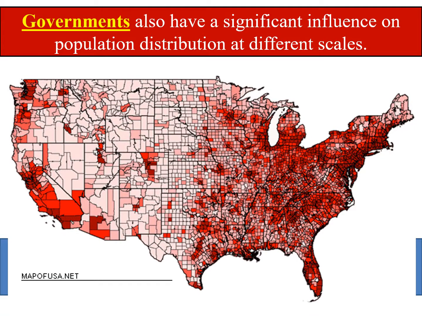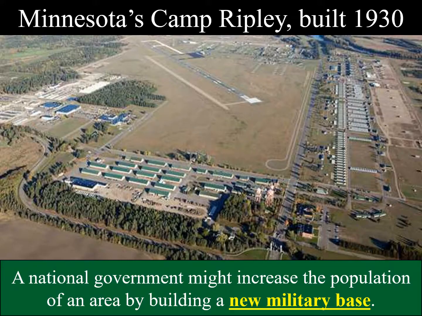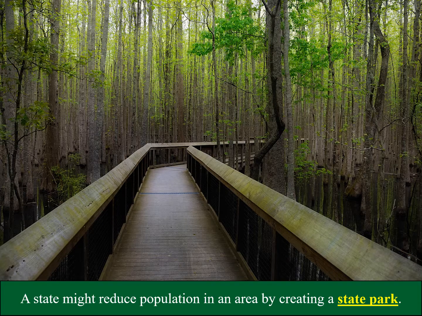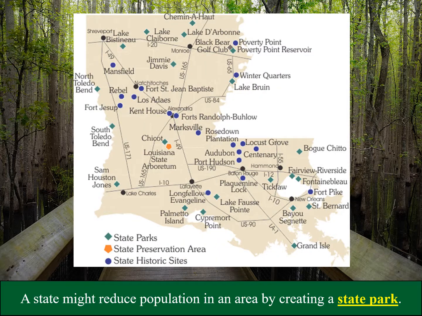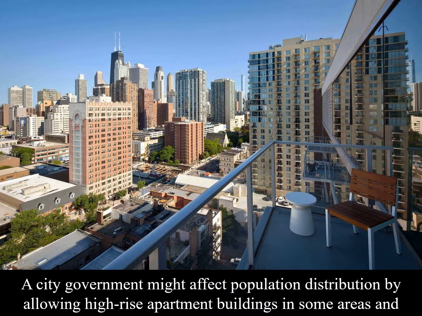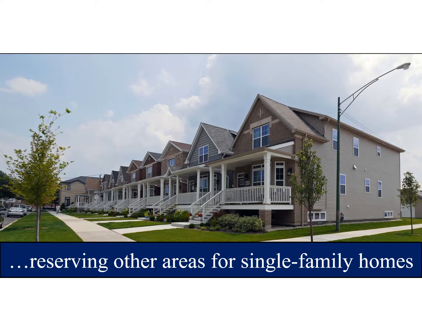Governments also have a significant influence on population distribution at different scales. A national government might increase the population of an area by building a new military base. A state might reduce population in an area by creating a state park. These lands would then hinder future development. A city government might affect population distribution by allowing high-rise apartment buildings in some areas, which would increase the density there, and reserving other areas for single-family homes, which would mean less densely populated.